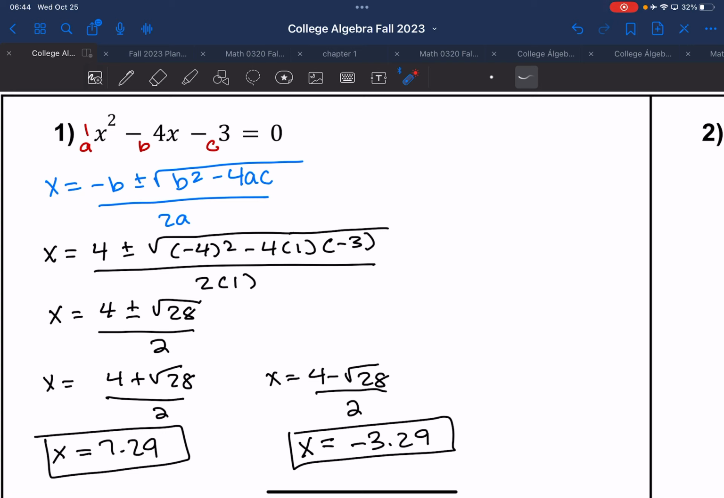So those are our 2 possible x-intercepts. Any questions so far? For the first one? Yeah. Let me see.